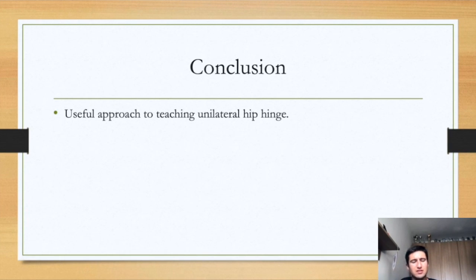In conclusion, the constraints-based approach can be a very useful approach to teaching the unilateral hip hinge and any other weight training skill, such as the squat or bilateral hip hinge. Given all the constraints that we can control in a gym, it is very easy to use the constraints-based approach to teach many skills. However, we must also keep in mind other modes of learning and also keep in mind the person that we have in front of us.